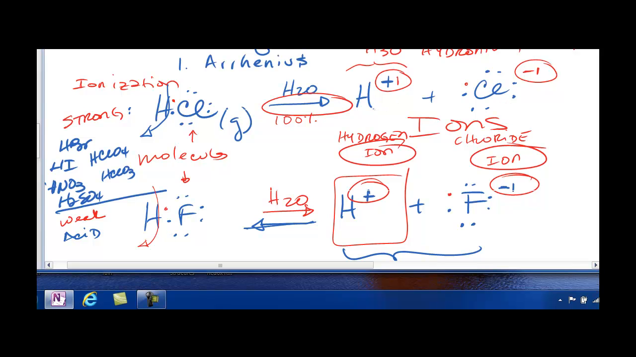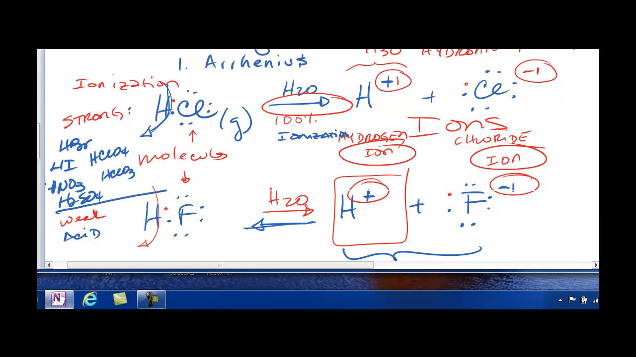These two ions do not combine to form that. They all broke down and they all ionized 100%. So if you have 100% ionization, you have 100 molecules of these and all 100 of them end up as ions. All 100 of them broke that H plus from the Cl minus and you end up with chloride ions and hydrogen ions. That's a strong acid.